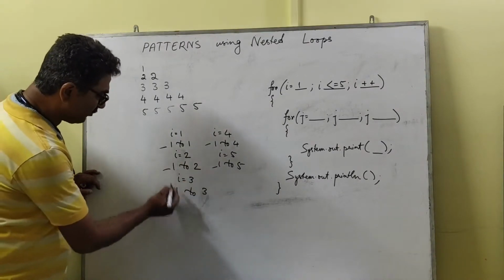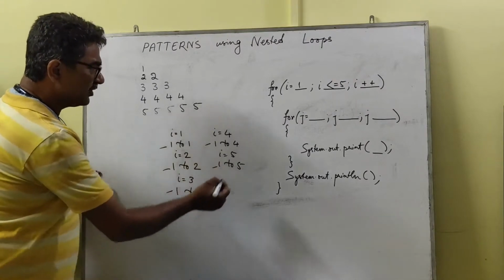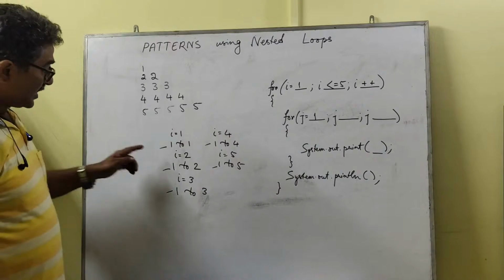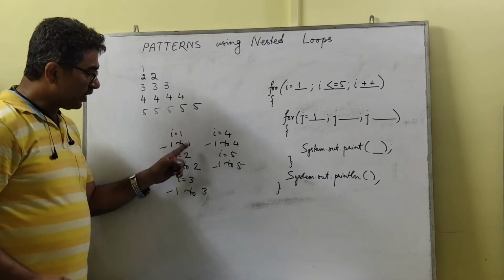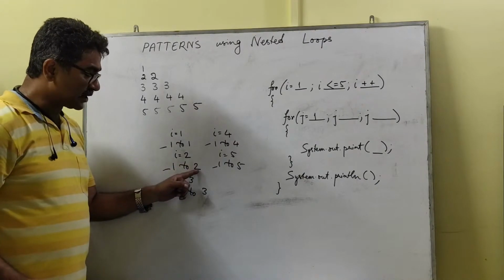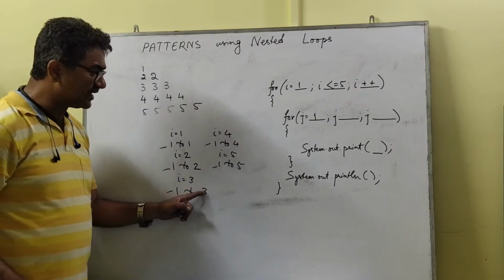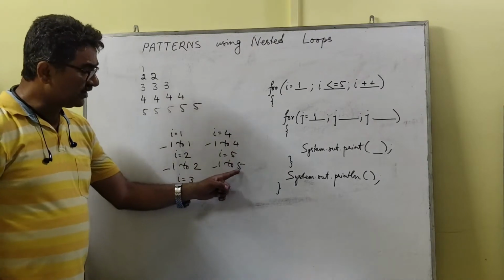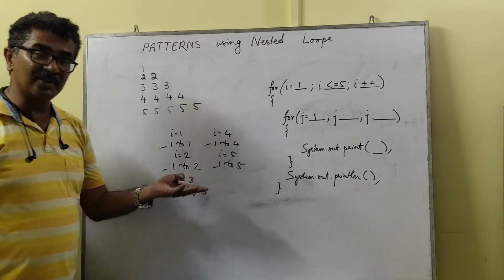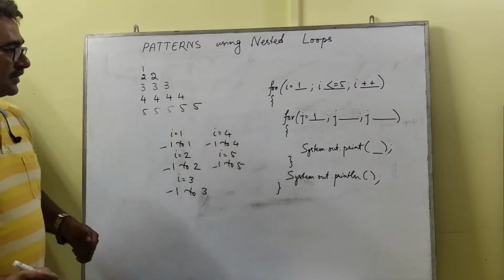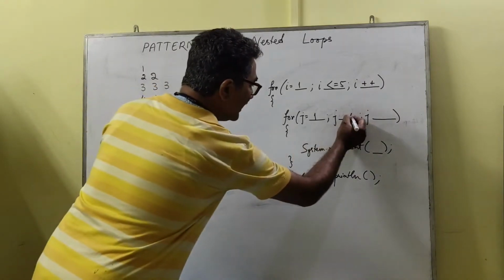It always begins from 1. You can notice over here. So we can tell that J begins from 1. Now, when the value of I is 1, it ends at 1. When the value of I is 2, it ends at 2. When the value of I is 3, it ends at 3. When it is 4, it ends at 4. When the value of I is 5, it ends at 5. So whatever is the value of I, it ends at that particular value. So we can tell that it should be ending at I.